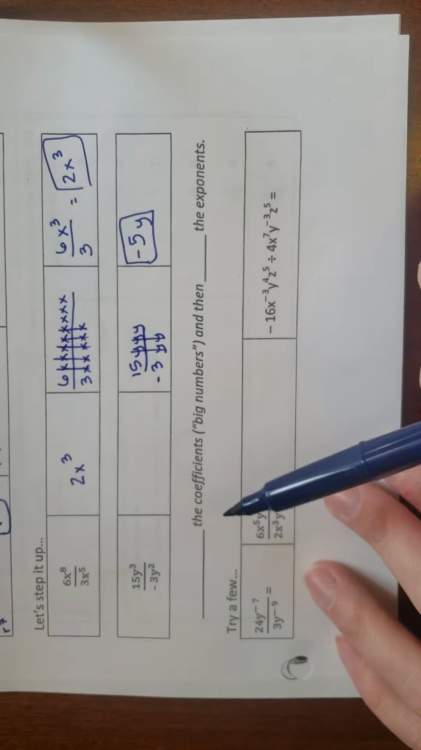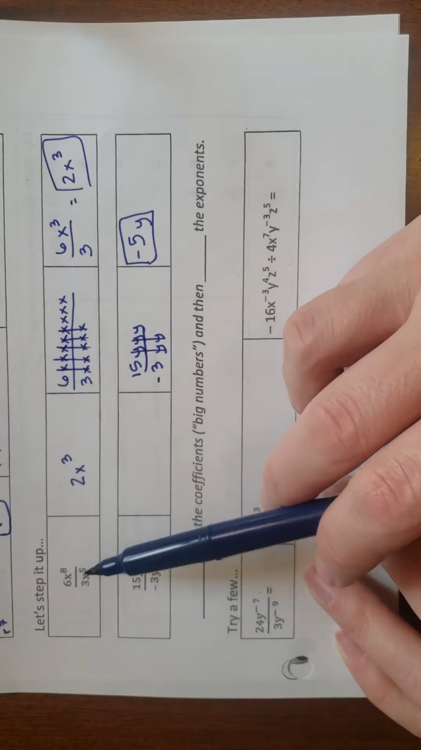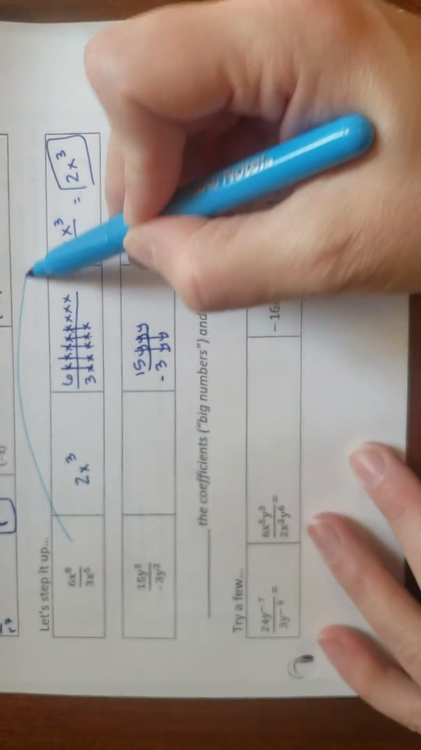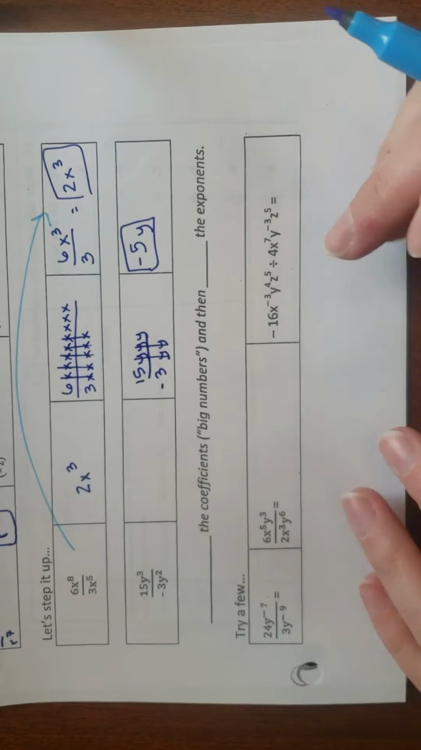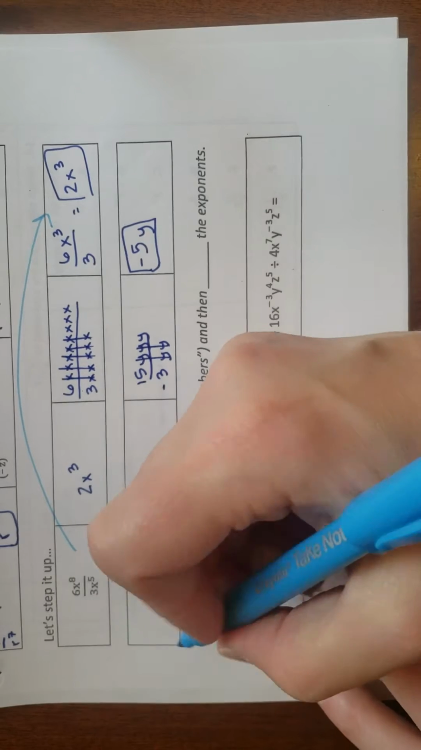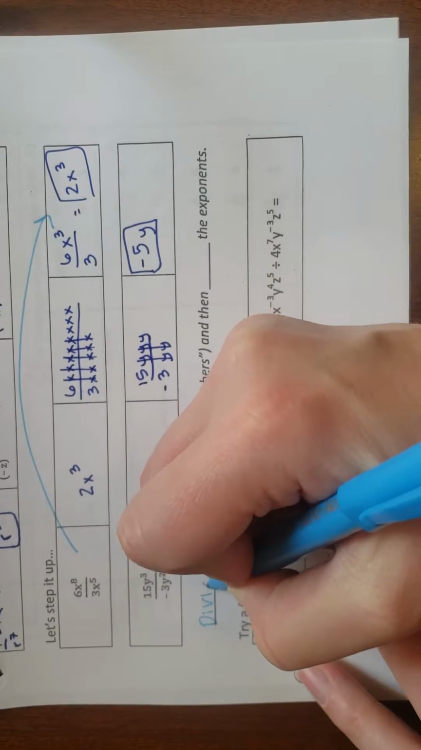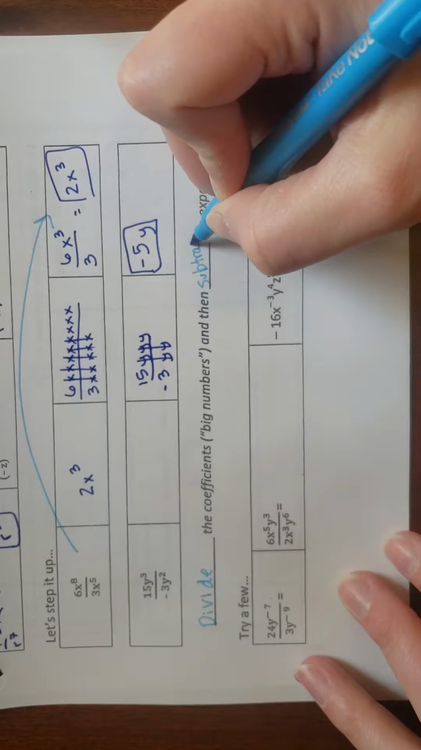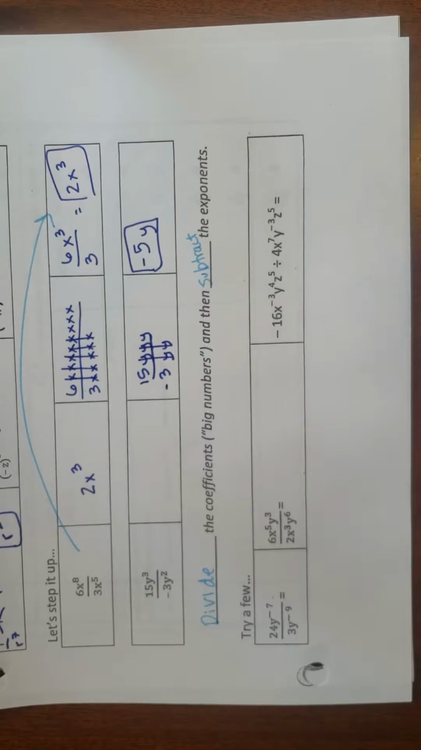So if you keep in mind what we did for multiplication and also compare what we did here to the end result here, see if you can find a rule that we can follow in the future. I'm going to divide the coefficients and then subtract the exponents. So for multiplication, we multiplied the coefficients and added the exponents. For division, we divide the coefficients and subtract the exponents.